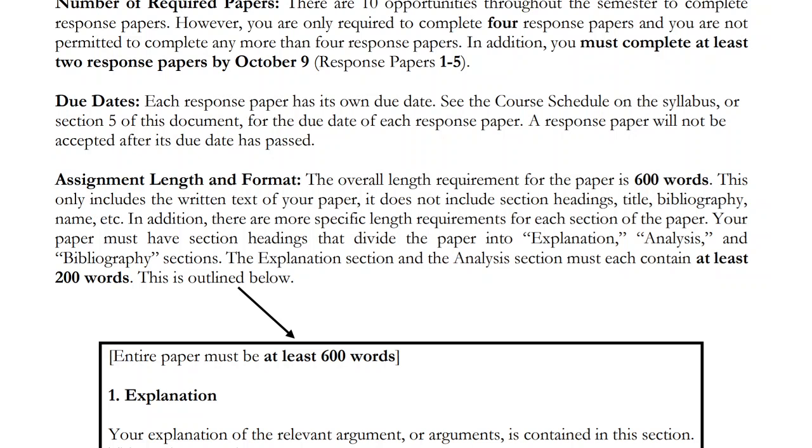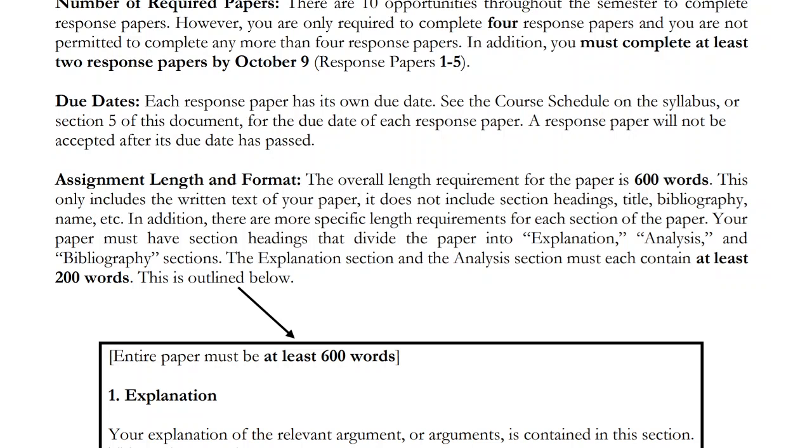So 600 words is the minimum requirement. You are free to go above that. There is no maximum requirement. It would not be necessary, but if you wrote thousands of words, it's very likely that you would be rambling at some point, but I wouldn't take off points just because the paper went long.